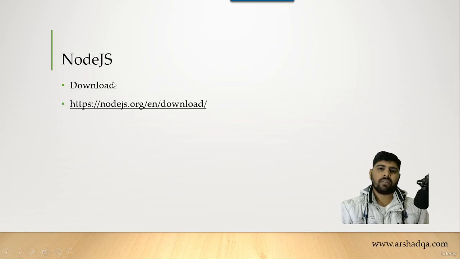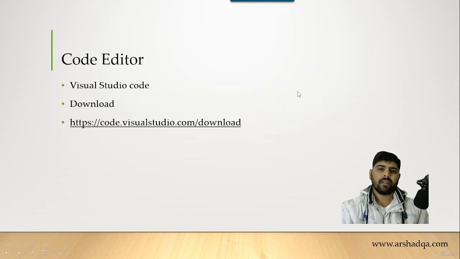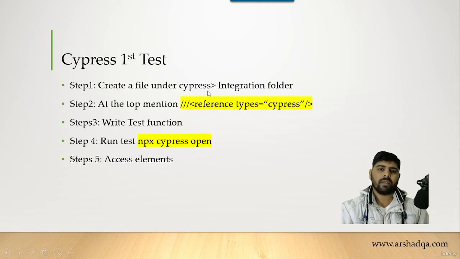Node.js we can install by using this website. For the code editor we need to install Visual Studio Code, which can be downloaded. In our first test I have shown you how to write the first test. We need to create a file under the Cypress integration folder, and at the top we need to give the reference type equal to Cypress, and we need to write the test. Then we can run it by using npx cypress open.